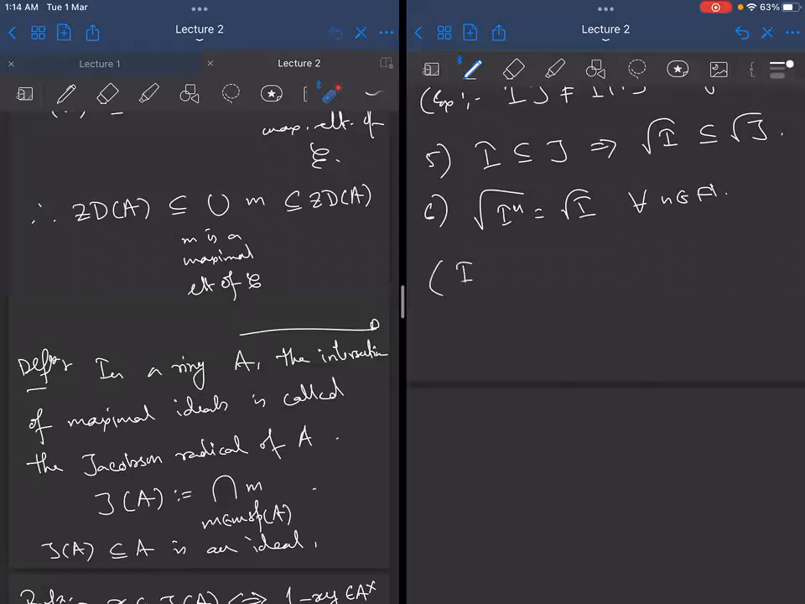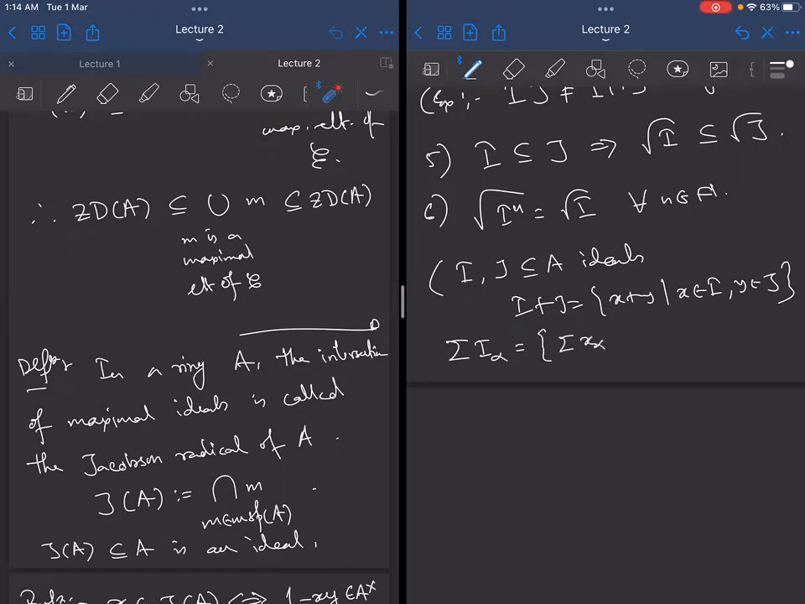So for ideals I, J of A, you define I plus J to be the set of all elements like this. You take a sum of elements of I and of J. And you can also define this for a larger class. This is a finite sum of x alpha, where x alpha belongs to I alpha and x alpha is 0 for almost every alpha. This almost every alpha means all but finitely many; for all but finitely many alpha, x alpha is 0.